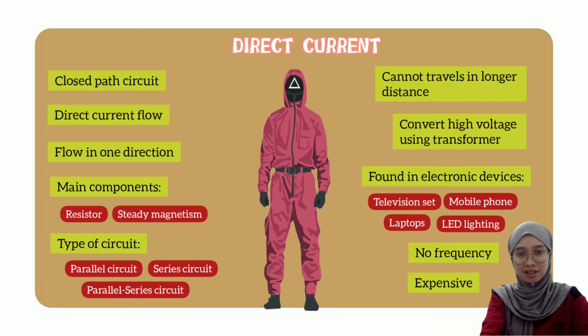But the DC circuits cannot travel at longer distance because it will lose electric power. DC circuits convert high voltage using a transformer and have no frequency. DC circuits are not main choice for household use because they are very expensive.